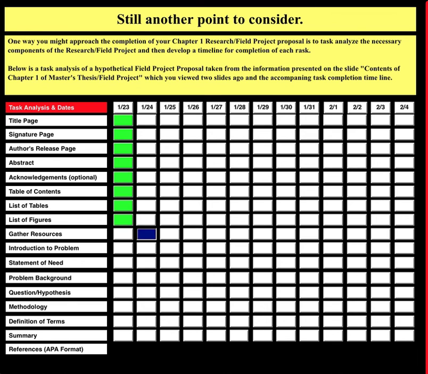Now, let's say I'm going to plan 4 or 5 days to collect resources and to read. And then I'm going to start to write. My introduction is going to take 2 days, and my statement of need is going to take some time, and so on. And so you come up with some kind of a plan of attack, so that you can have some control over the process and it does not get out of hand.